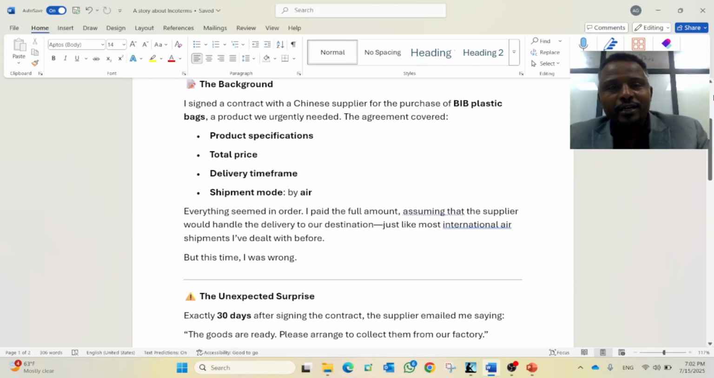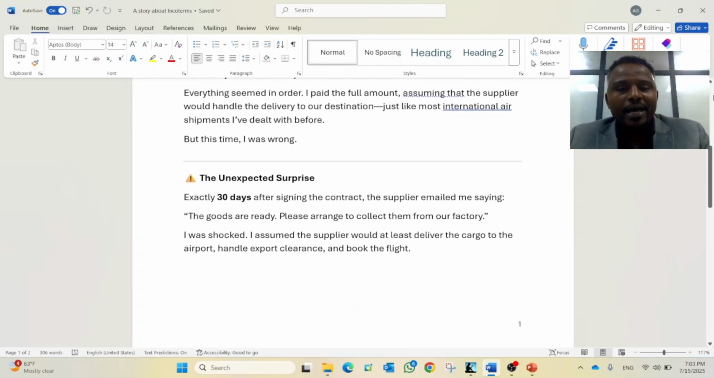I thought that everything was in order. I thought that every element of the contract was in place in the pro forma invoice, and I thought I had checked everything and there was nothing wrong. That was my assumption. Unfortunately, the unexpected happened. Exactly 30 days after signing the contract, the supplier emailed me saying the goods were ready. Oh, that's good news. Please arrange to collect them from our factory. That was the shocking part.